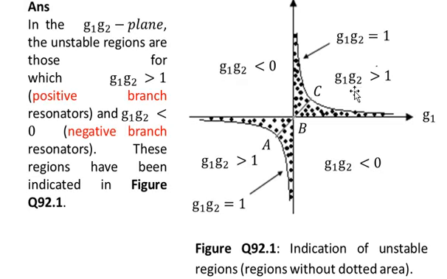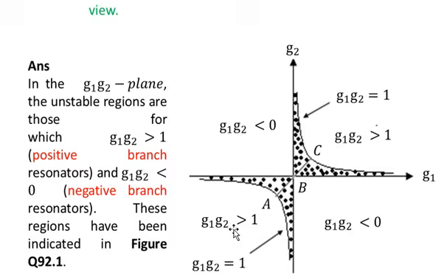So you see that the region G1 G2 greater than 1, for quadrant 1 and quadrant 3, are the regions of unstable resonator, but with a positive branch resonator. So these are called positive branch resonators because here the value of the product of G1 and G2 is greater than 0.